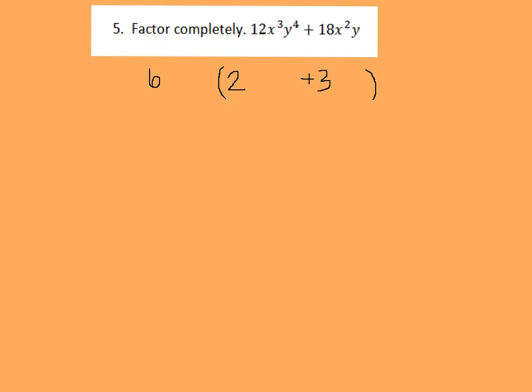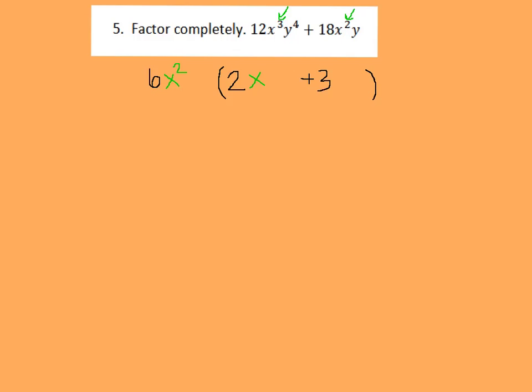Now I move on to my x's. I have x cubed and x squared. The smallest exponent is the biggest amount I can take out, because I can't ask for more than the number of x's I have. So since I only have an x squared here, that's what I can take out, x squared. In my first term, if I had 3 and I took away 2 of them, I now only have 1. And in my last term, if I had 2 and I took away 2, I don't have any left. So I'm not even going to write an x there.